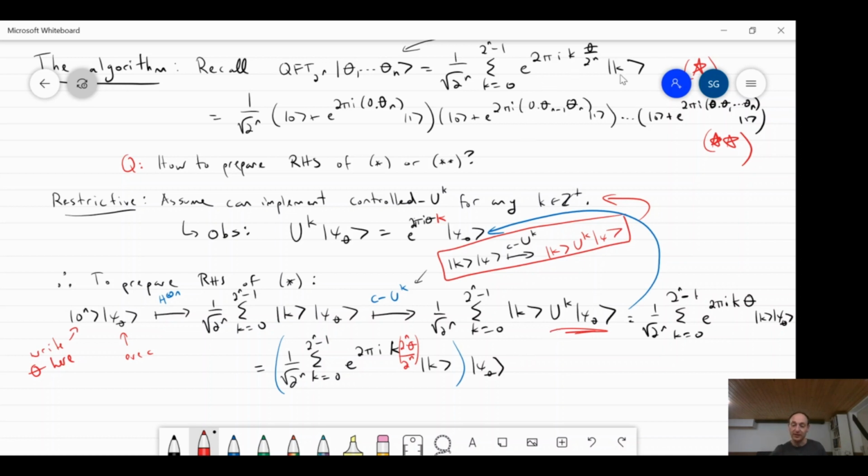Because, ta-da, look at this thing and look at this thing. These things are essentially identical, right? I have 2 pi i k, here's 2 pi i k. I've got a denominator of 2 to the n, and what I basically need to do is redefine this theta by 2 to the n theta, okay? And then I get exactly what I want.